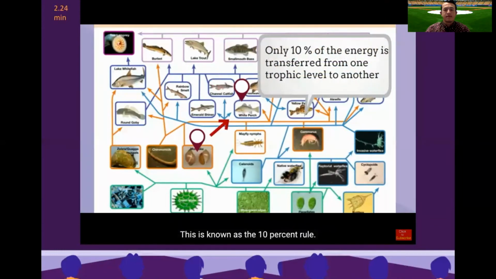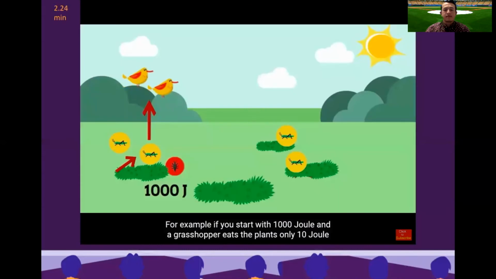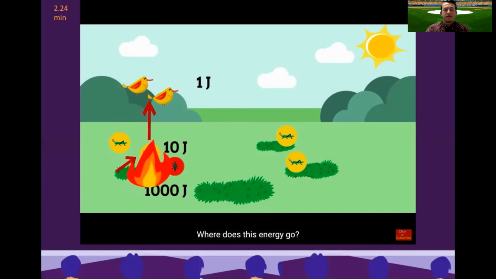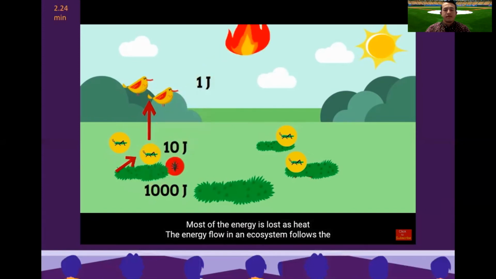This is known as the 10% rule. For example, if you start with 1,000 joules of grass and a grasshopper eats the plant, only 10 joules will be transferred. And if a bird eats the insect, only 1 joule will be transferred. Where does this energy go? Most of the energy is lost as heat.